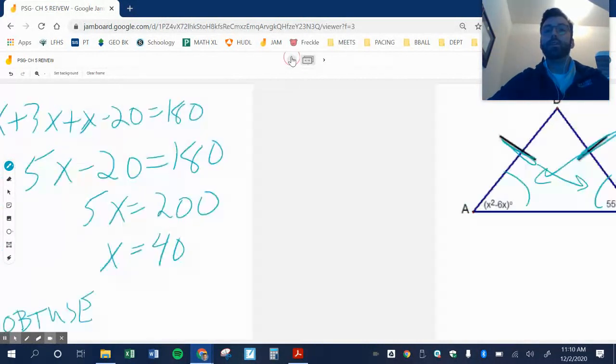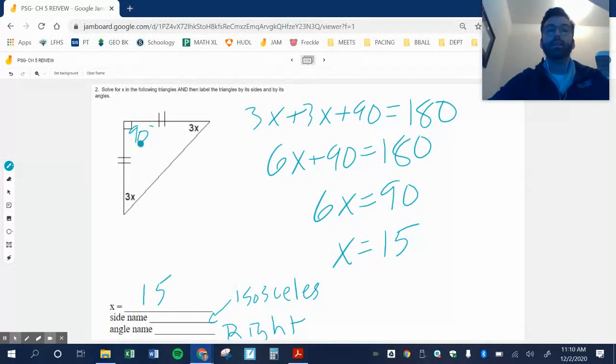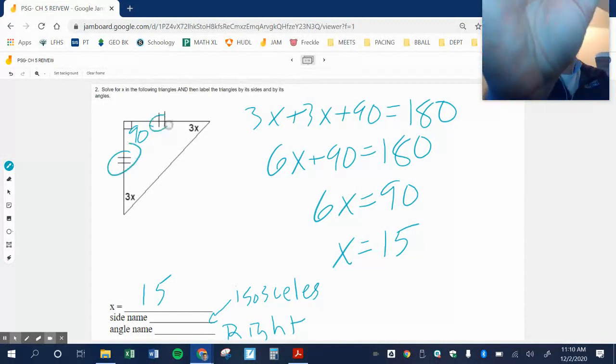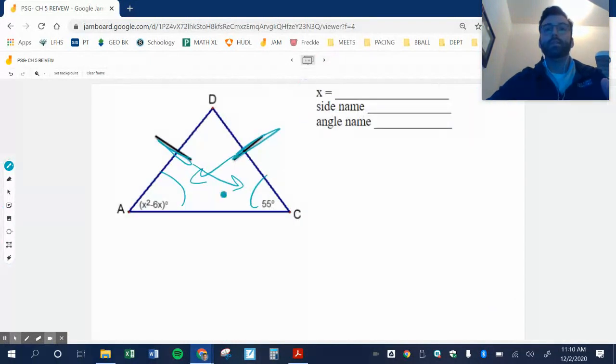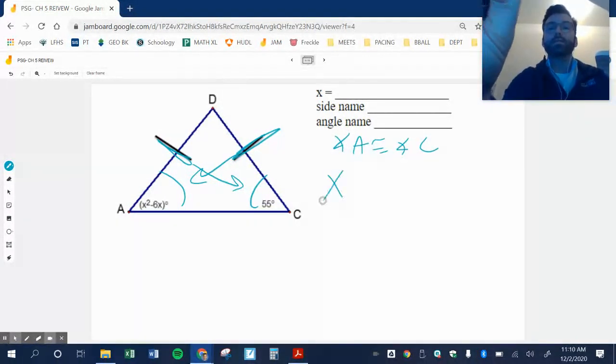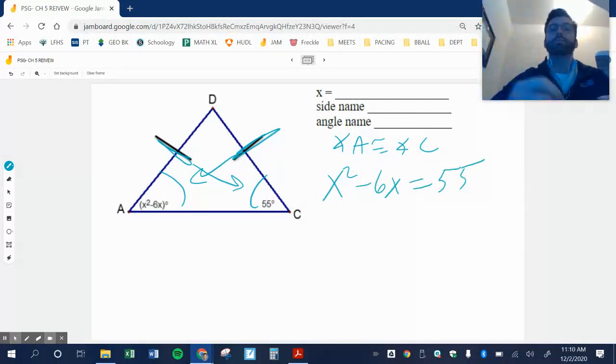If I look back here, look at that. Here's two congruent sides. These two angles were congruent. It was true here. I just didn't talk about it. Well, it's definitely true here, okay, and we have to use that fact. So if angle A is congruent to angle C, then that tells me that x squared minus 6x equals 55.